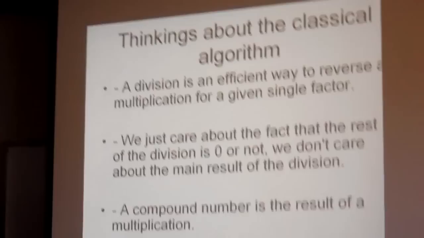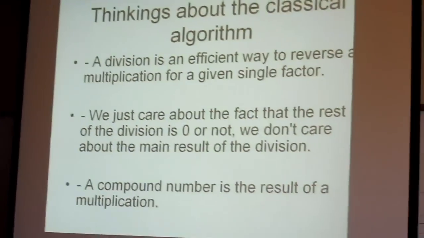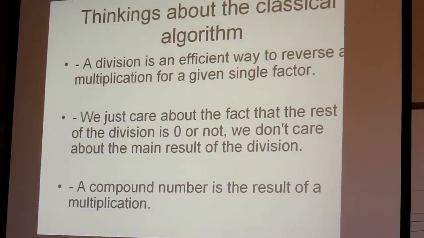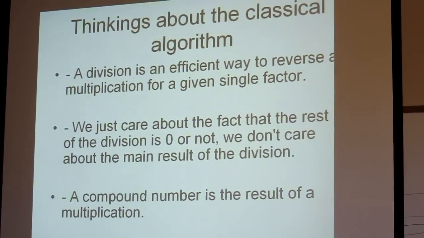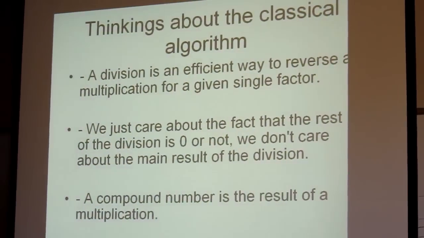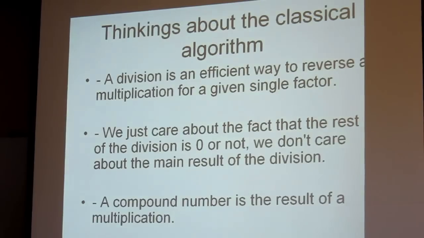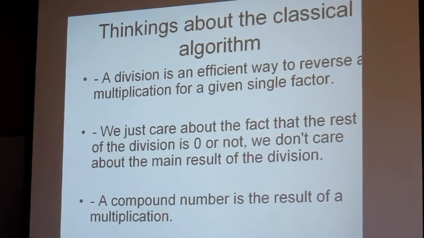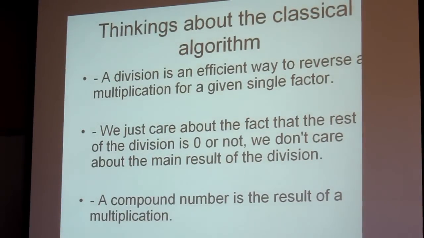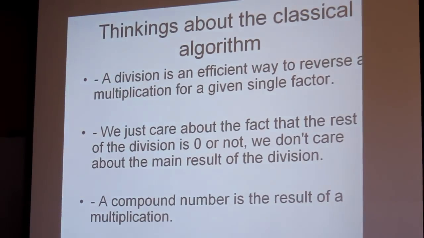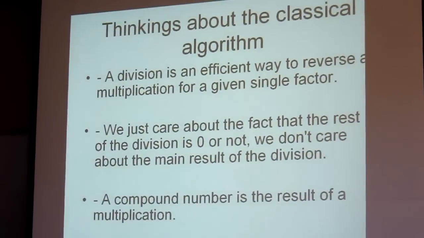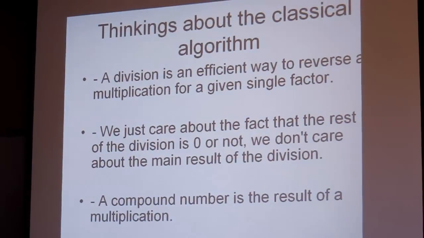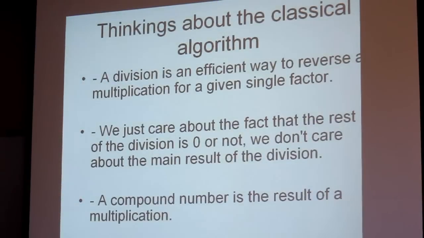A division is an efficient way to reverse a multiplication for a given single factor. But in our case, it is not very efficient because we just care about whether the rest is 0 or not. We don't care about the main result of a division. So there is a lot of waste in this calculating.